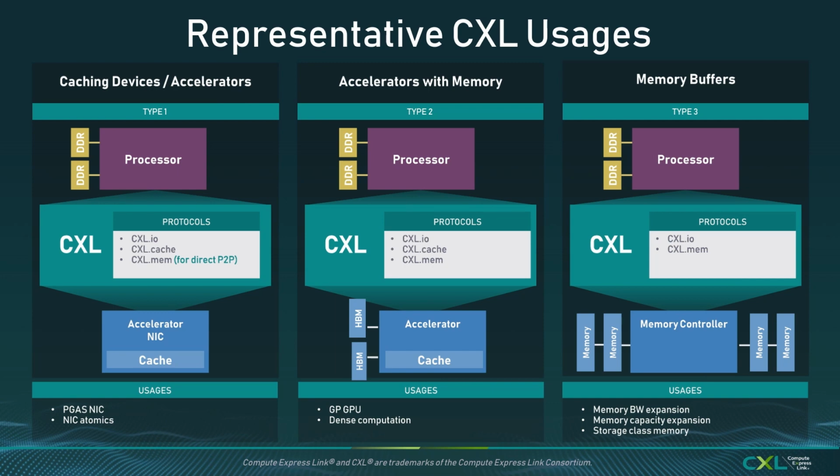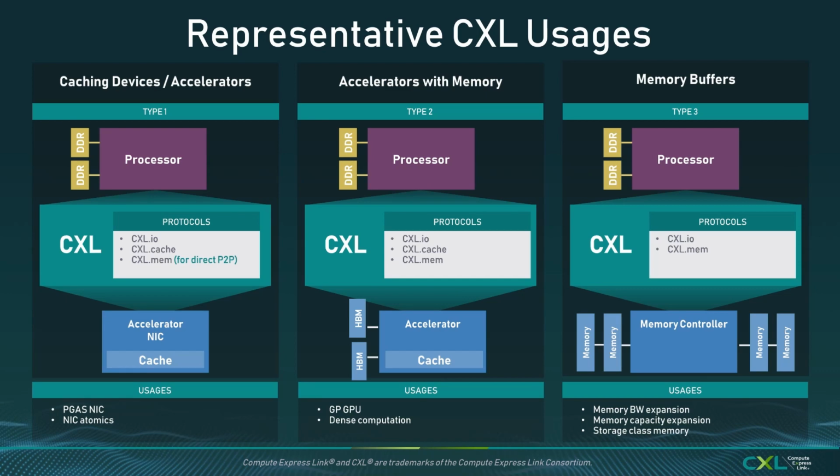And finally, on the right side is memory buffers. So this is providing memory expansion capability with CXL. In that case, you need to use the CXL.io protocol for discovery, and then the CXL.mem protocol for accessing the memory. And in this case, you have a memory controller. So you're either using it for memory bandwidth expansion. You know, to your processor-attached memory, you can expand it by going over the CXL link and supporting memory bandwidth expansion or memory capacity expansion.